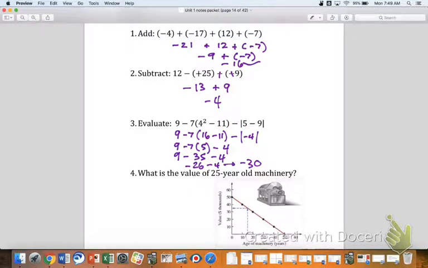is reading a graph, understanding the meaning of a graph. This says, what is the value of 25-year-old machinery? So what I would do here is I would find 25 years on the graph. It's right about there. I would try to trace that up similar to the way they did. I'd get to right about there.